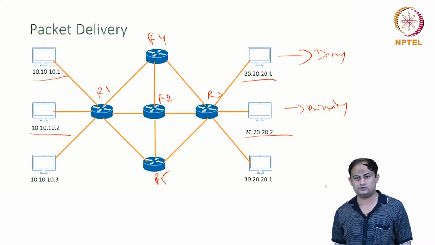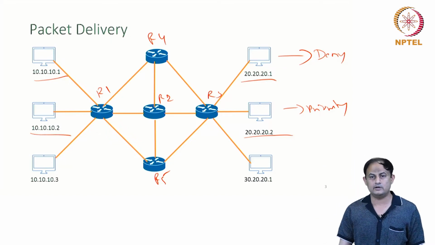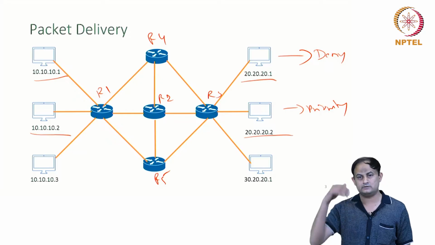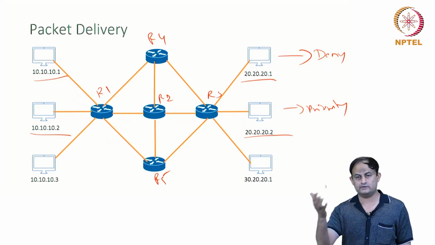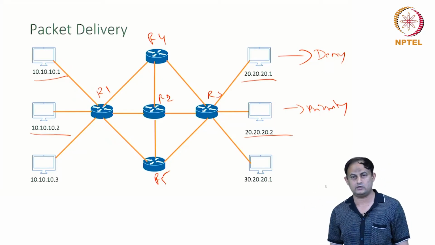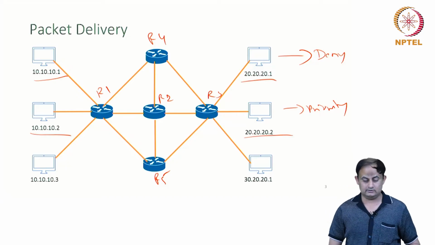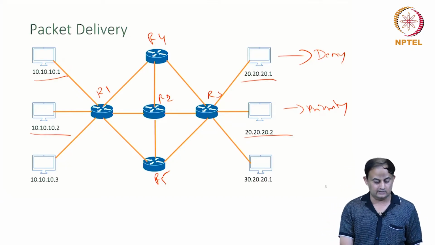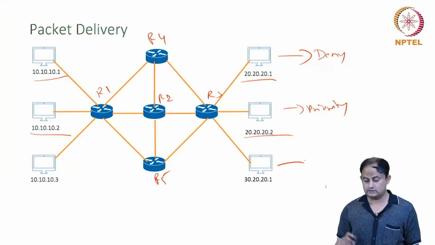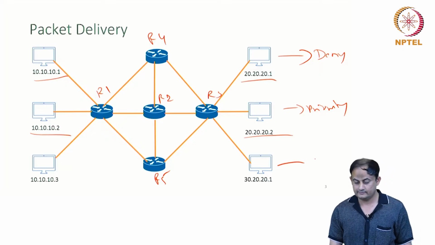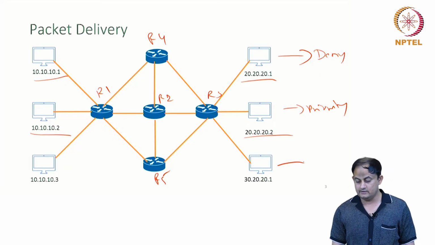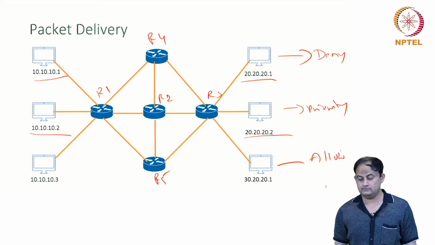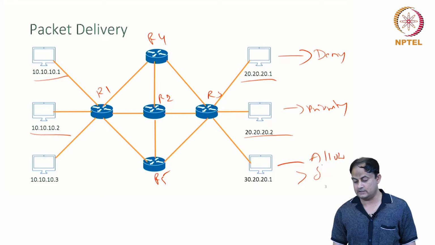All routers have something called an access control mechanism, or access control list. Using that, you can specify who is not allowed to talk to whom, and so forth. Maybe when 10.10.3 talks to 30.20.20.1, you allow this transmission to happen, but if the rate is greater than some quantity, let's say delta, you drop the packets.